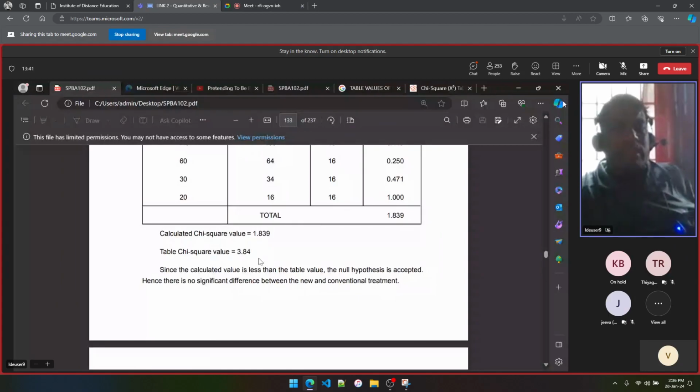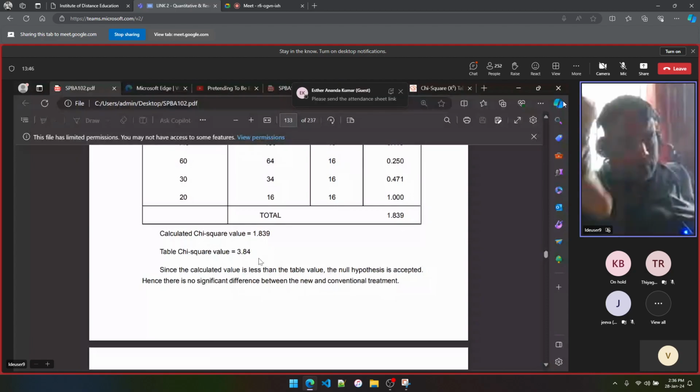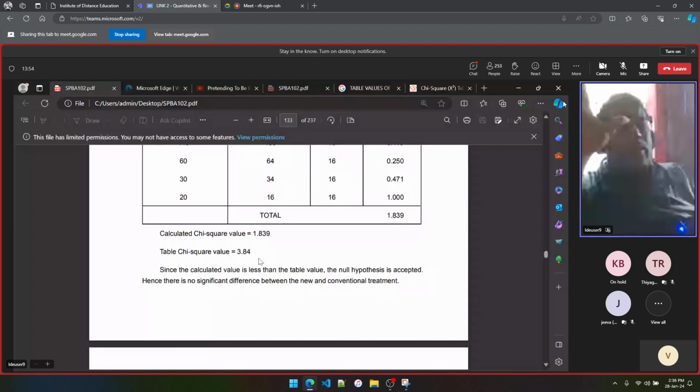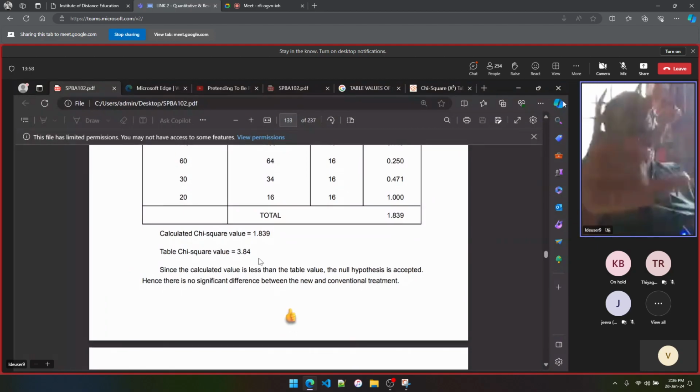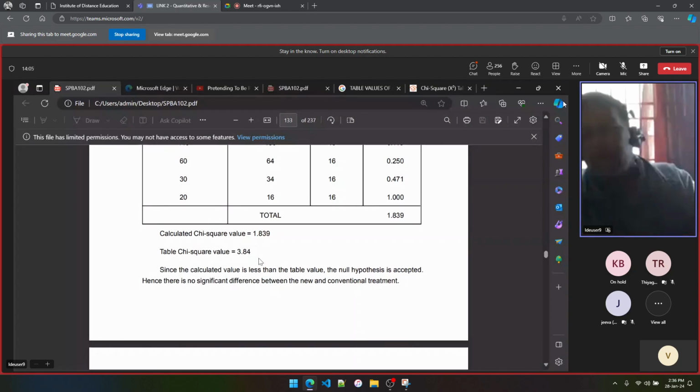It is true. We accept that this statement is true because the calculated value is less than that of the table value. Therefore, we should say the null hypothesis is true, or we have to accept the null hypothesis. It means there is not much difference between conventional treatment and new treatment; both remain the same.